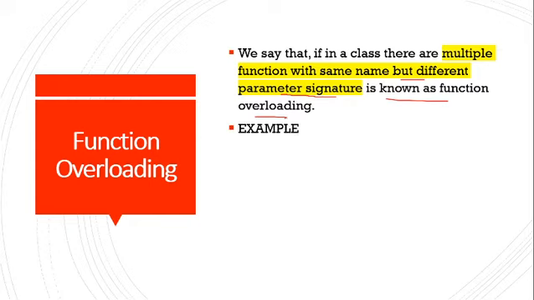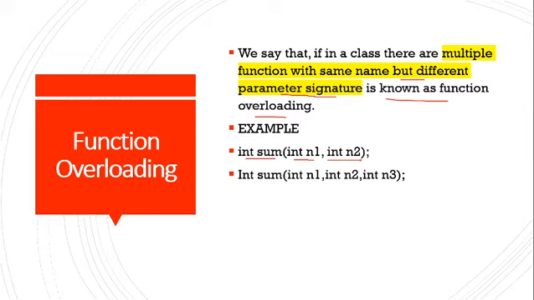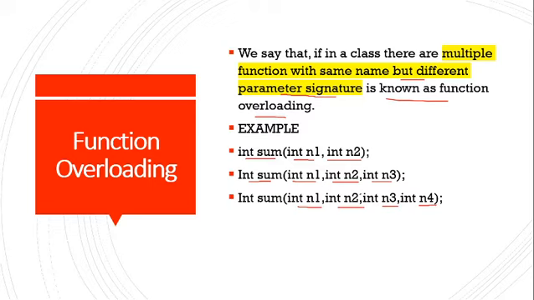For example, suppose I have to find the sum of two numbers. What will I declare? I will declare a function sum(int n1, int n2). In the same class, if you have to find the sum of three numbers, again I will declare sum(int n1, n2 and n3). If you have to find the sum of four numbers, I will declare n1, n2, n3 and n4 as well. You can see here, these three functions have the same name, sum, but the parameters are different.